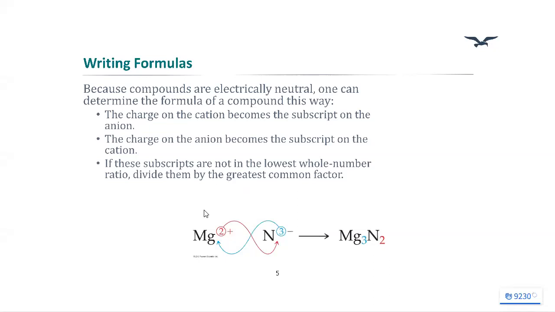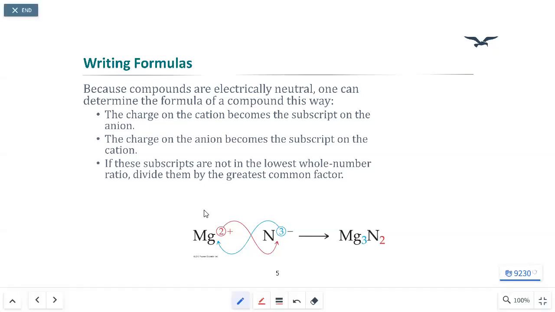Now, the way that we can take care of this charge neutrality issue is something called the crisscross method. What the crisscross method states is that if I have two ions with differing charges, then all I need to do is the magnitude of the charge on the cation crosses over and becomes the subscript of the anion. And the magnitude of the charge on the anion crosses over and becomes the subscript of the cation.